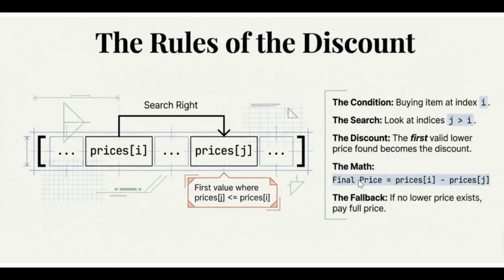So the math is like this: the final price that I would pay for a particular item is the value of the item minus the lower value. If there's no lower price that exists, then I end up paying the full price. So that's the game plan here. For each item, we search later in the array to find a price that's lower than ours. The first one that we find is the discount that we apply to our price, so that we can say, all right, this is the final price that we pay for this particular item.